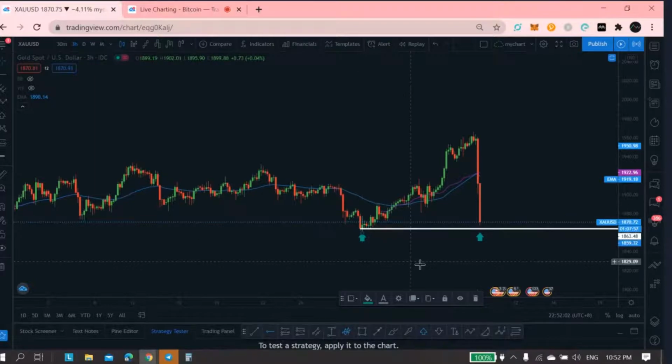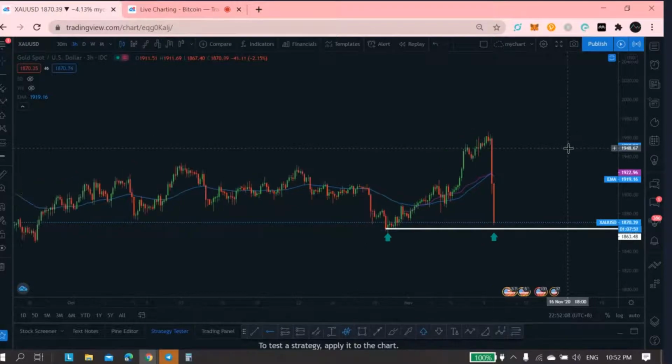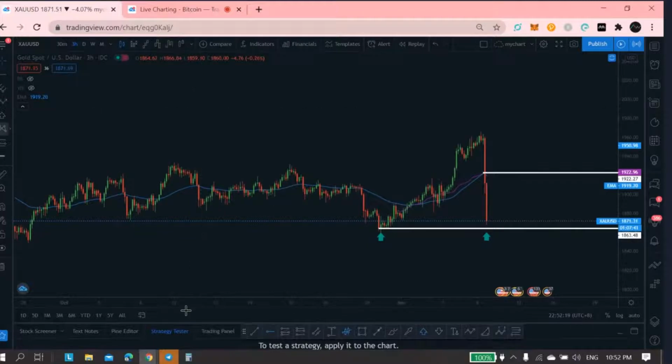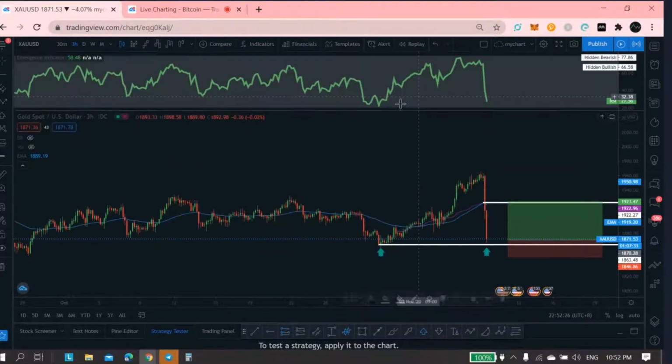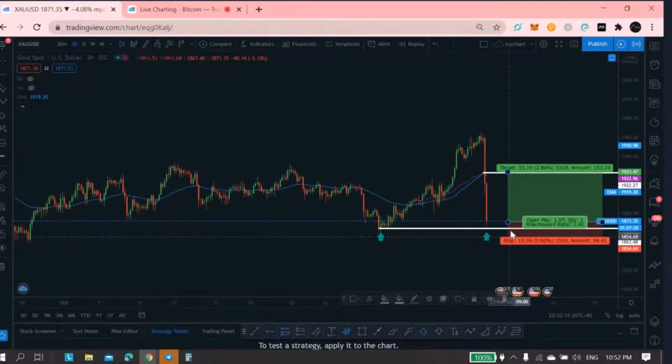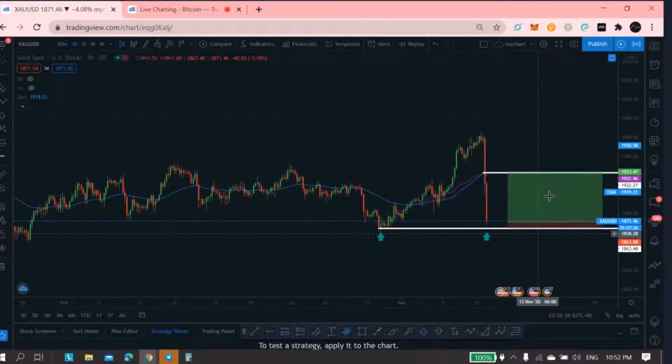And for possible resistance, I will use the VWAP and the EMA. So let's look at it. Let's measure it. Seems like it's a rewarding trade if ever it goes back to the 1923 area. So that's a possible risk reward ratio of 8.31.